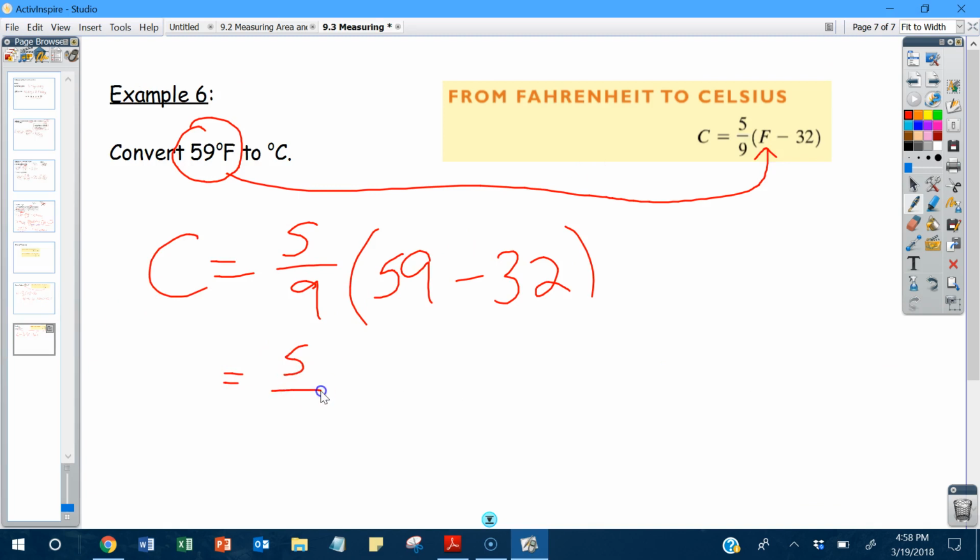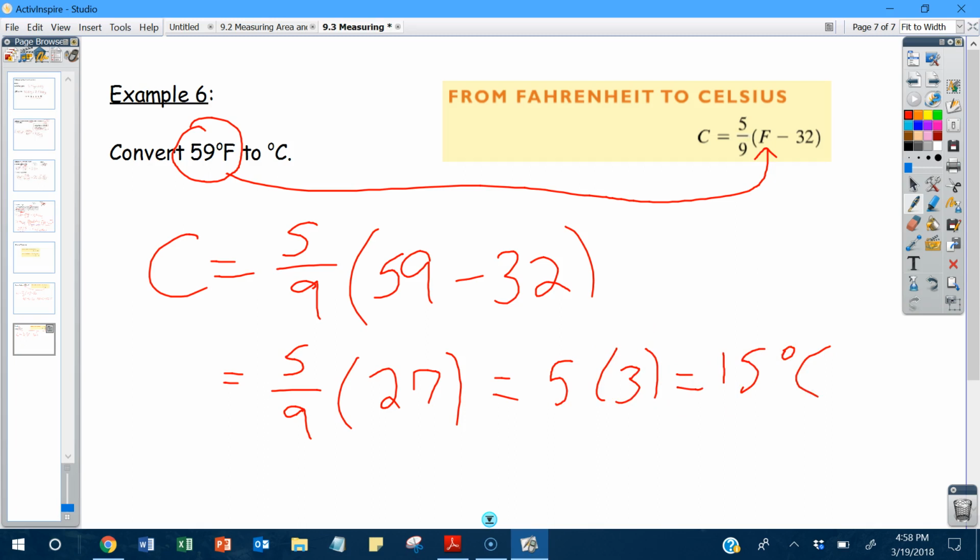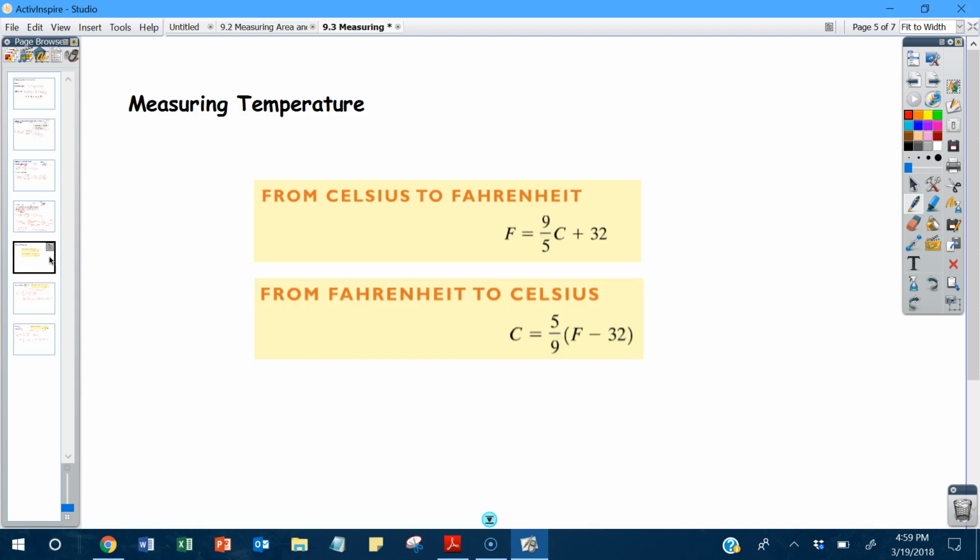But anyway, I'm going to do this. Do the subtraction first. 59 minus 32 is equal to 27. And then maybe I'll do 27 divided by 9 to get 5 times 3, which is equal to 15 degrees Celsius. Or you could do all that in your calculator and get 15 degrees Celsius. So that's how that works. Temperature conversion is really not too bad. The biggest thing is remembering which formula is which.